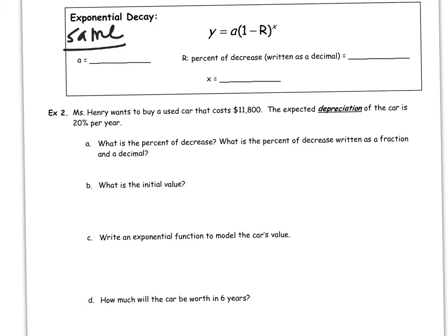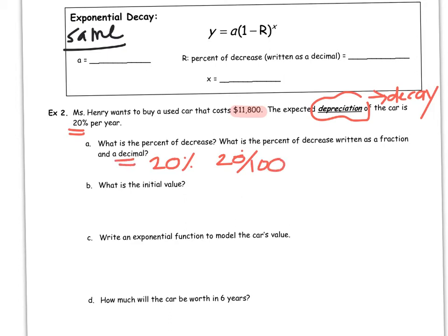Alright, the next problem says Miss Henry wants to buy a used car that cost $11,800. The expected depreciation of the car is 20%. Depreciation means decay. It means the car is losing value. And then it says it's losing value 20% per year. First question, what is the percent of decrease? We know that it's 20% decrease. It says, what is the percent of decrease written as a fraction? That's 20 divided by 100. And it also says as a decimal, that's 0.2.